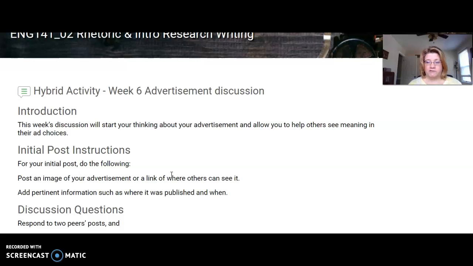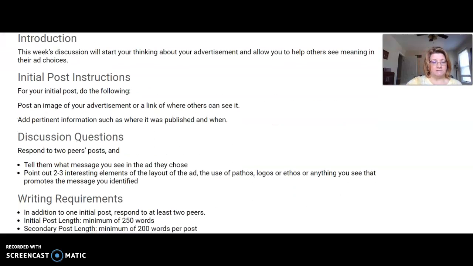You can take a picture of it with your phone and upload the picture. You can give a link to it if you found it online. You don't have to write anything in your initial post unless you just want to, you think it matters to tell us when and where this ad, is it an ad from 2019 or an ad from 2002? Things like that might matter. But post it by tonight, ideally Friday night.